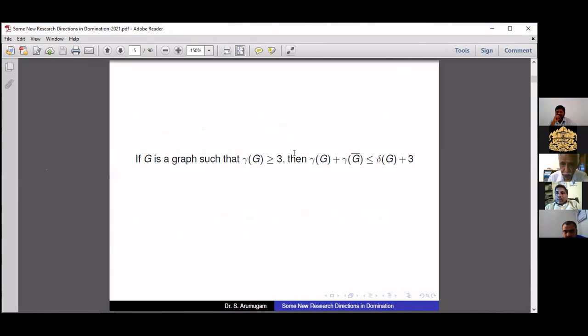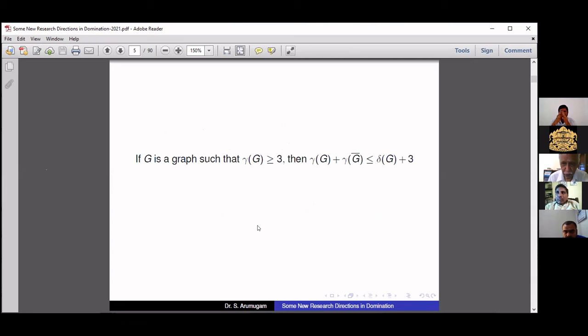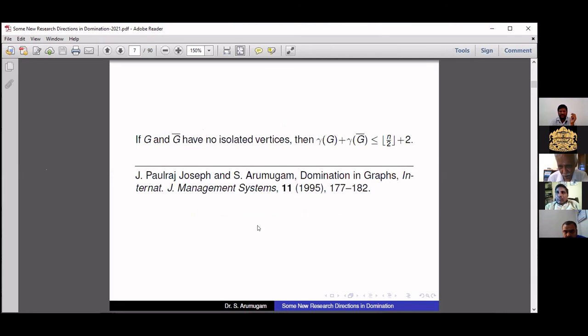The original bound, n plus 1, is reached only for the complete graph. So I thought for other graphs it would improve. That was the motivation for me. By doing that, I was able to get this improvement in a big way.